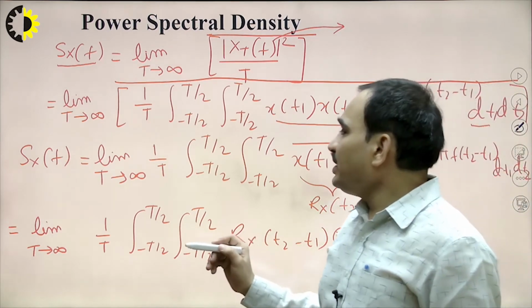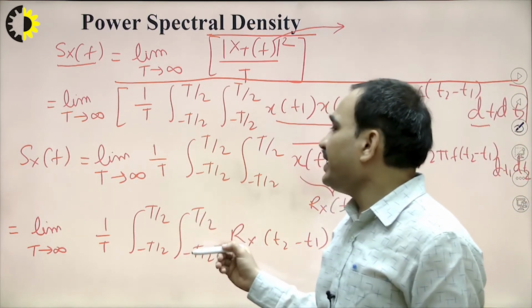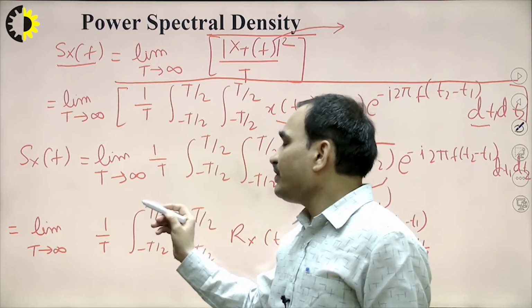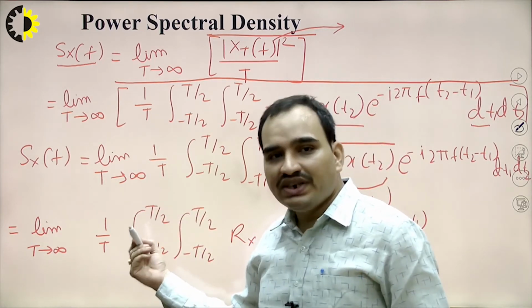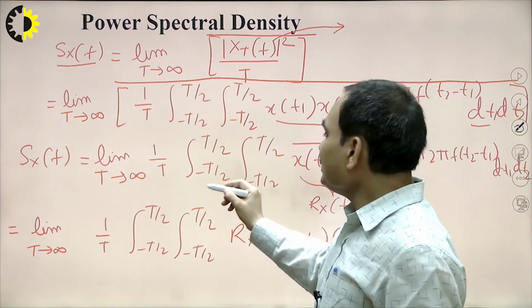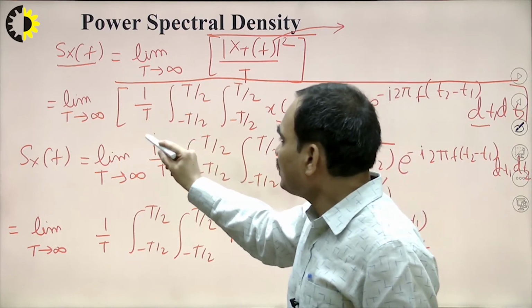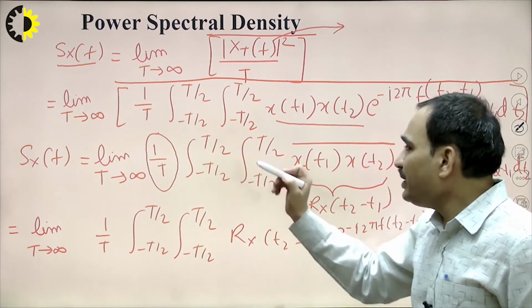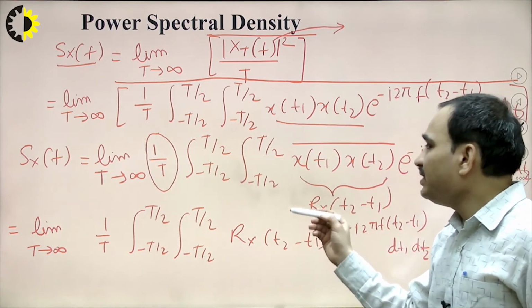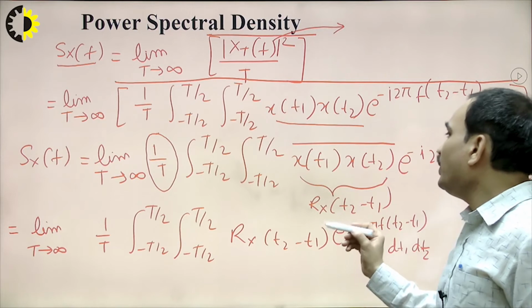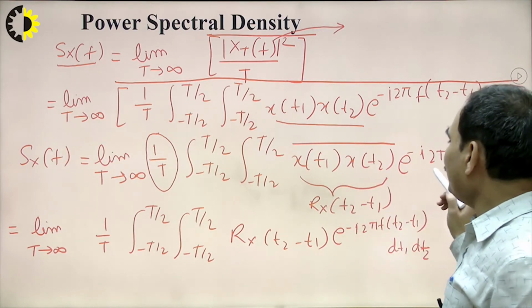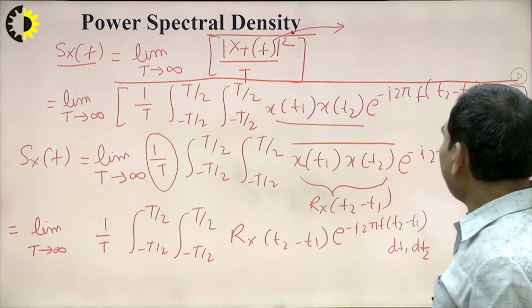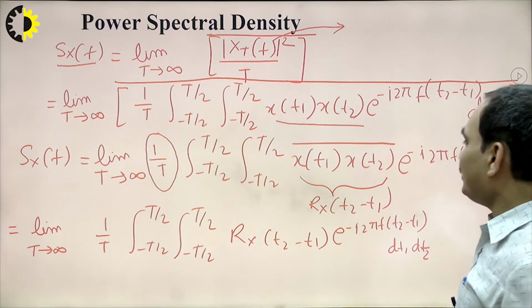So for solving the power spectral density, we take the limit as t tends to infinity, for the infinite duration of time, with the factor 1 by t, and the integral from minus t by 2 to plus t by 2, and a second integral from minus t by 2 to plus t by 2 of x(t1) into x(t2) e raised to power minus j 2 pi f (t2 minus t1) dt1 dt2.